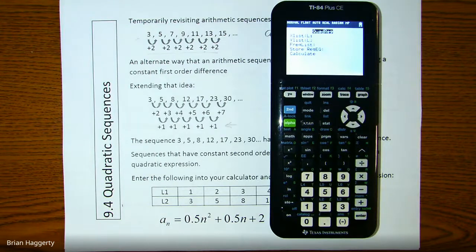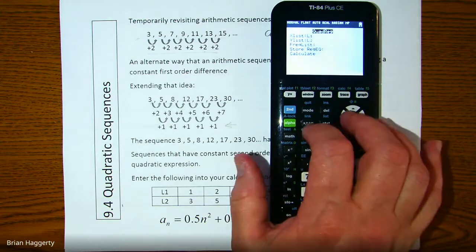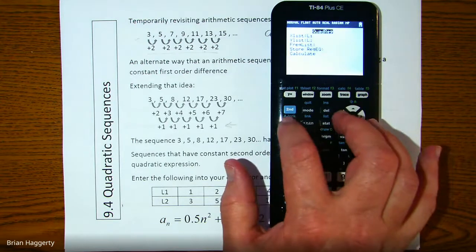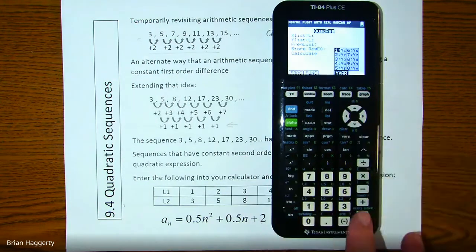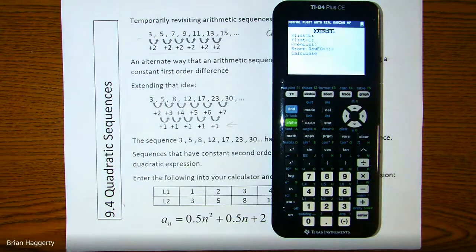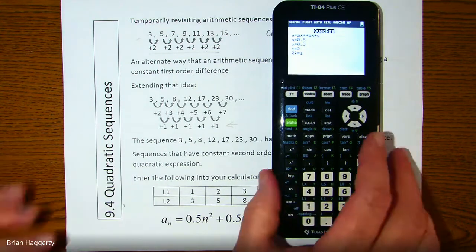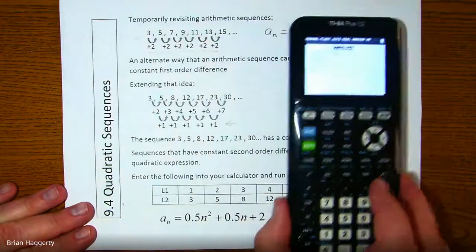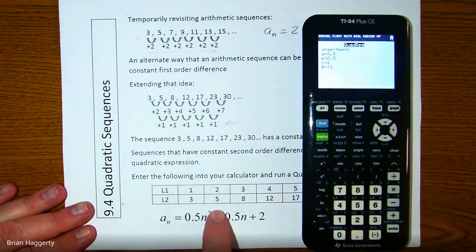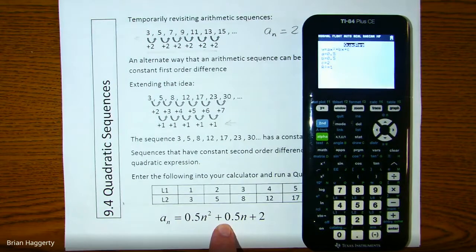And if you're going to be making any kind of predictions or doing anything else with this equation, you're probably going to want to store it. So alpha F4 is the shortcut. Put it right in Y1. And then calculate. So that's how we get our formula using the calculator for this particular sequence.